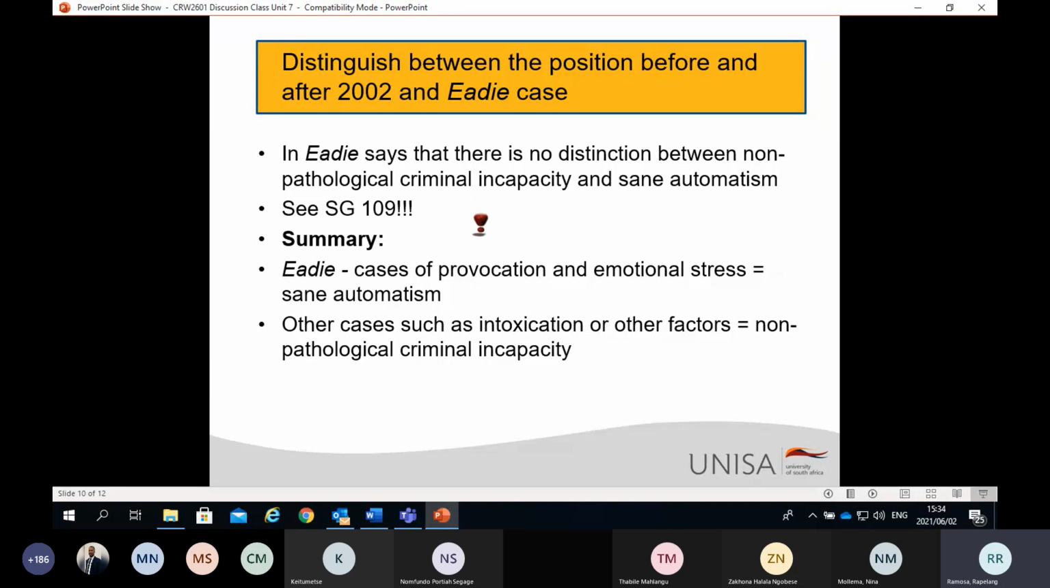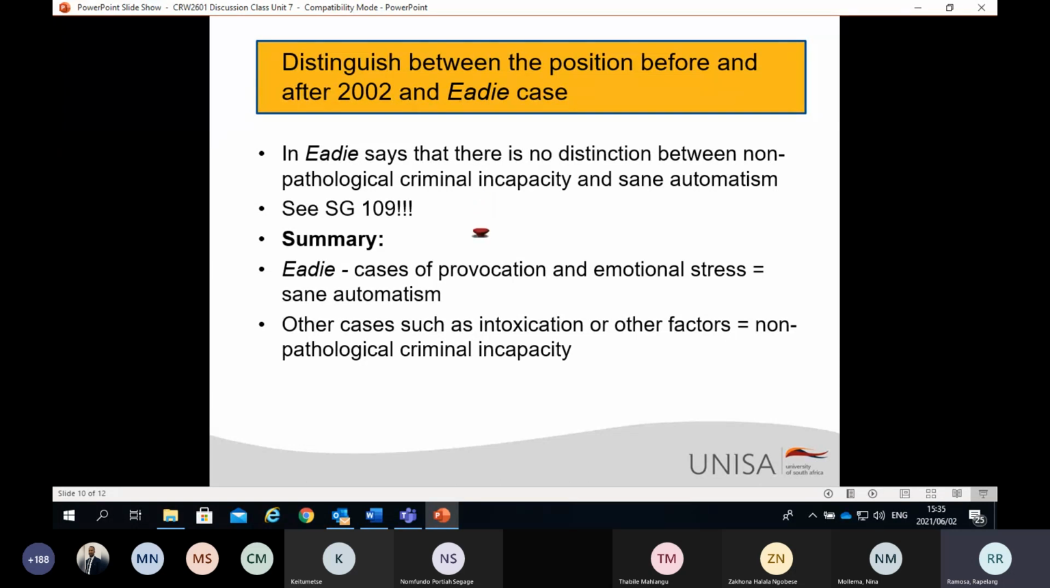So ED collapsed the distinction between the second leg of capacity and the element of sane automatism, and said that there's basically no distinction where X alleges that due to provocation and emotional stress, I could not control myself, and the allegation or the argument that I could not subject my bodily movements to my will or intellect. So this is what we suggest going forward in terms of your understanding of ED.